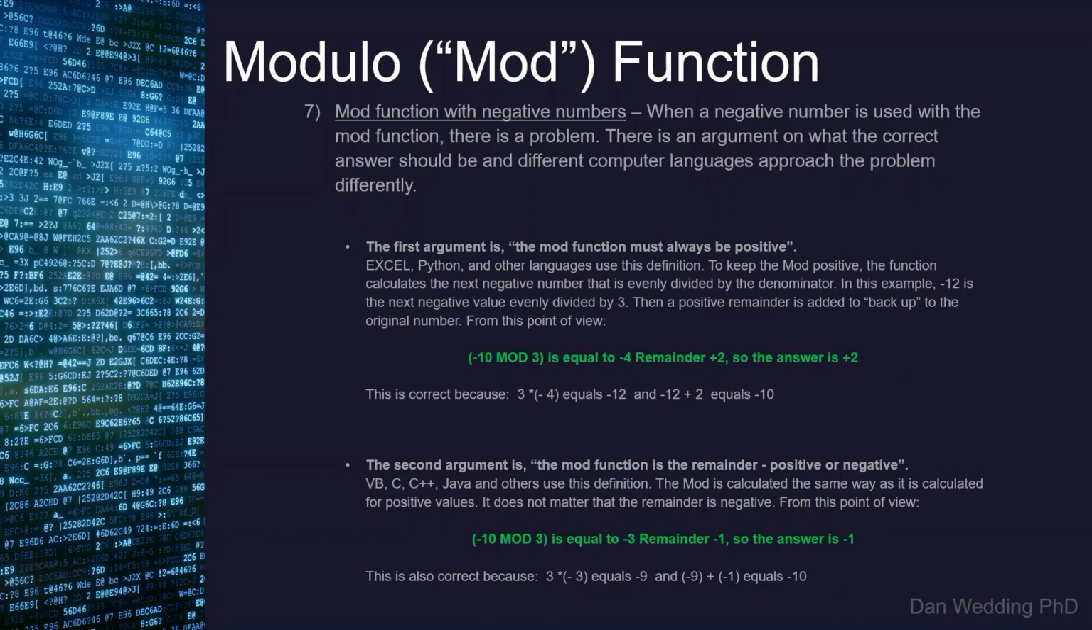From this point of view, negative 10 mod 3 is equal to negative 3 remainder negative 1. So the answer is negative 1. This is also correct because 3 times negative 3 equals negative 9. And negative 9 plus the remainder of negative 1 equals the original negative 10.